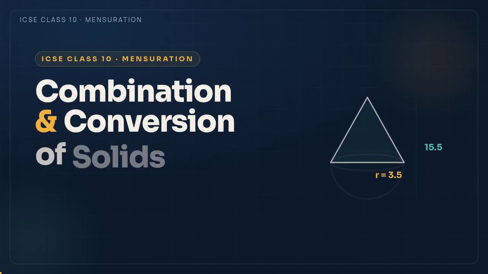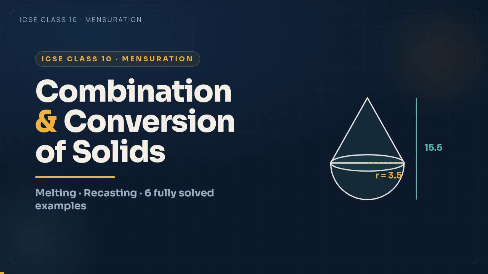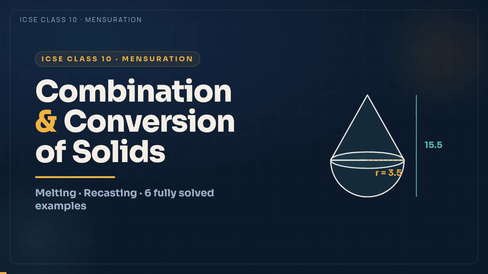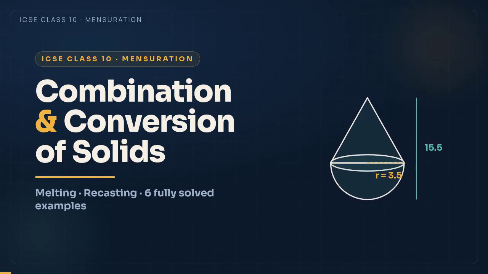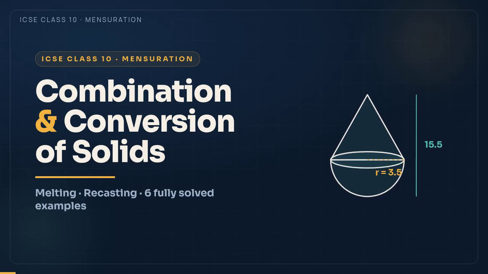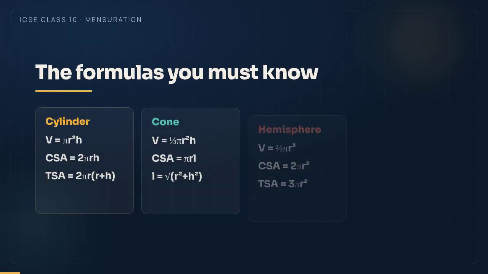Welcome. In this lesson, we cover two of the most scoring topics of ICSE Class 10 mensuration, combination of solids and conversion of solids, that is, melting and recasting. We will do 3 fully solved examples of each type, step by step. Before we begin, revise these formulas.